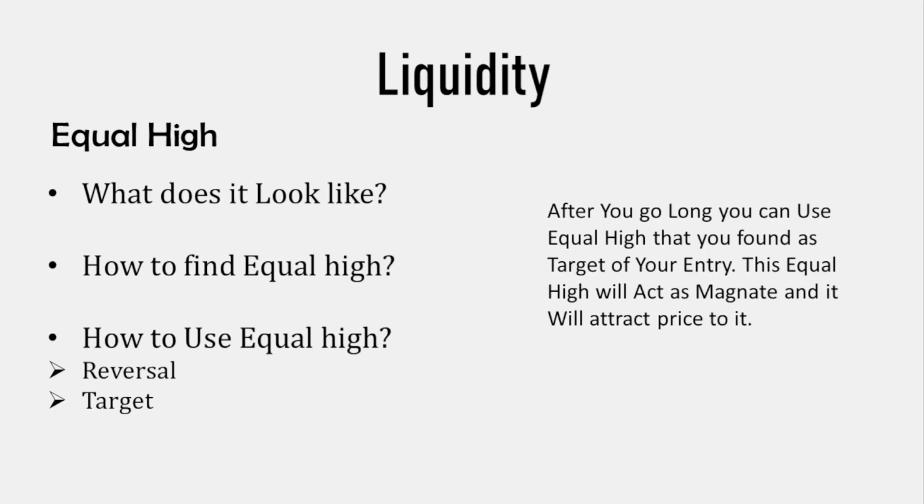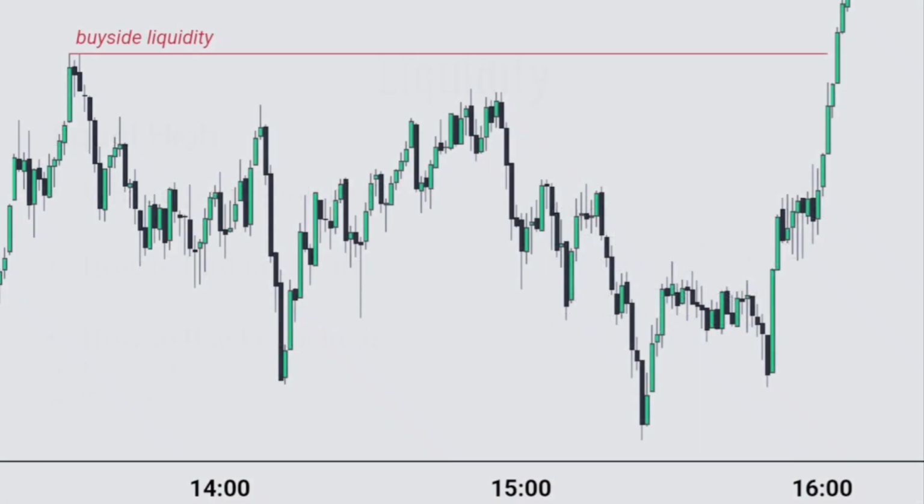Okay, next one is target. After you go long, you can use the equal high that you found as your target. This equal high will act as a magnet and it will attract price to it. You will see the explanation, so just stick with me, okay?